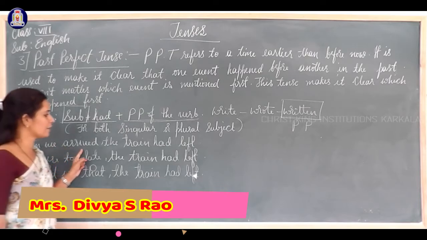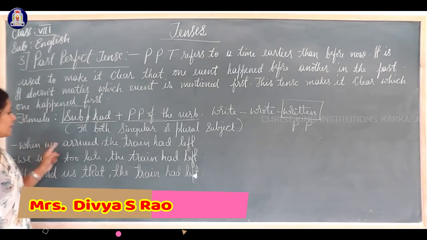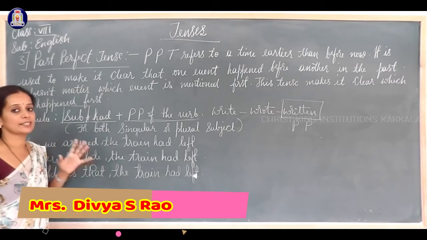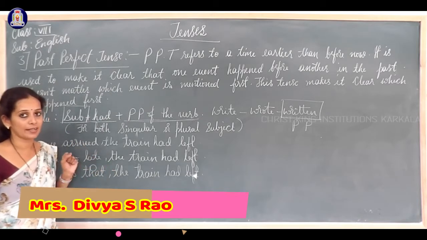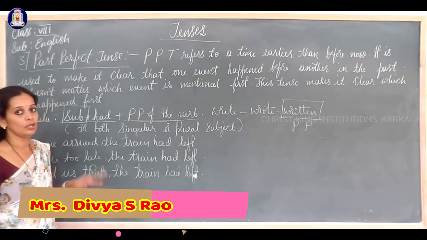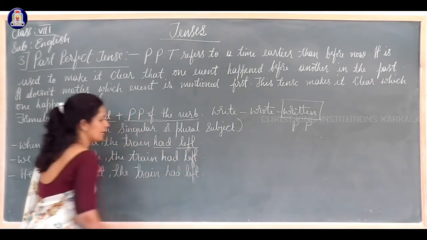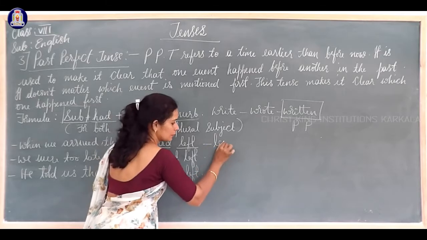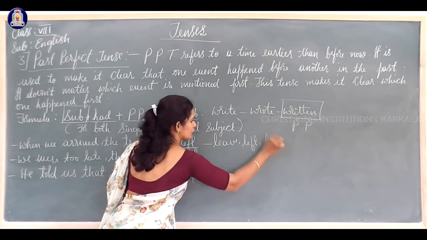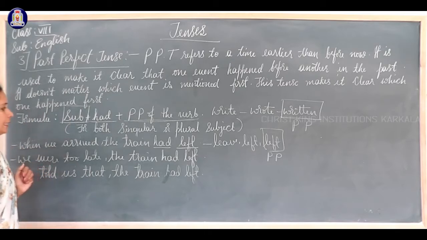When we arrived, the train had left. So here the past perfect tense tells us about the completion of an action, the happening of an action before another action begins. So when we arrived, the train had left. Leave, left. So left is the past participle here. Is it clear to you now?